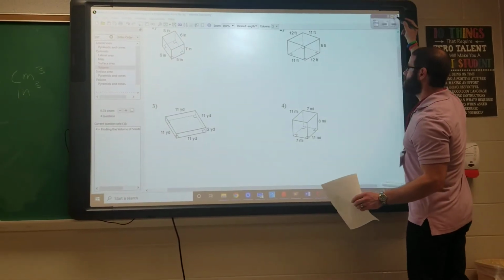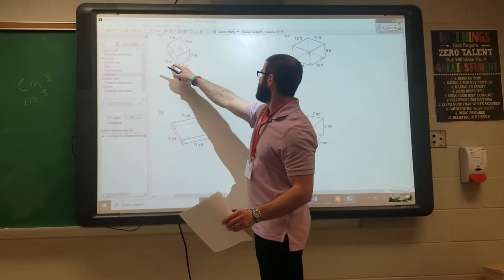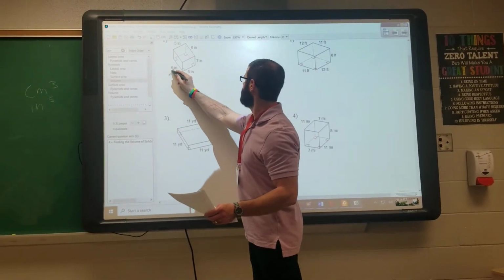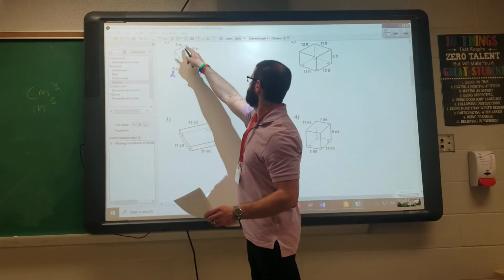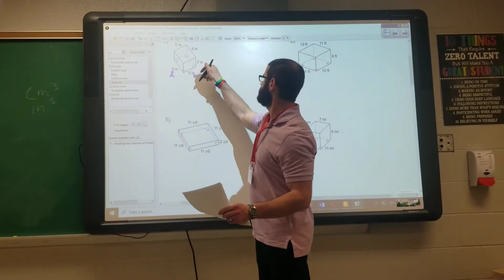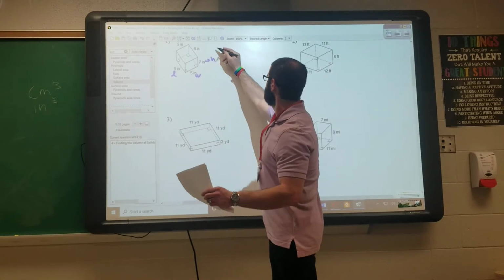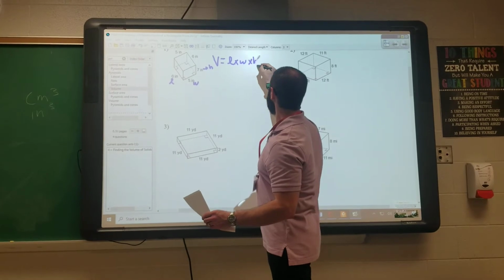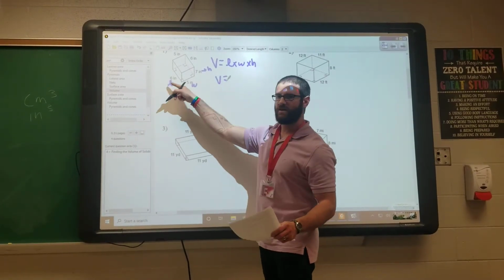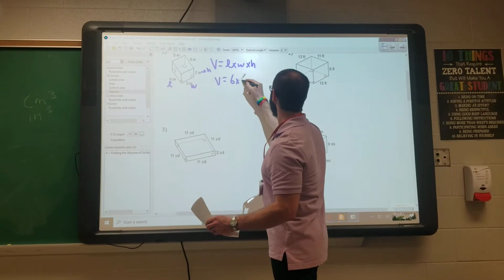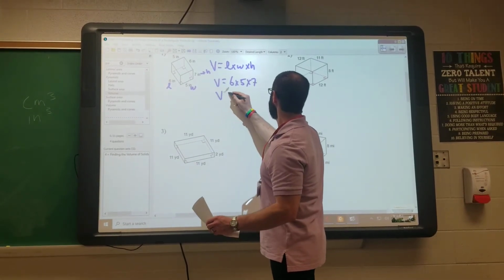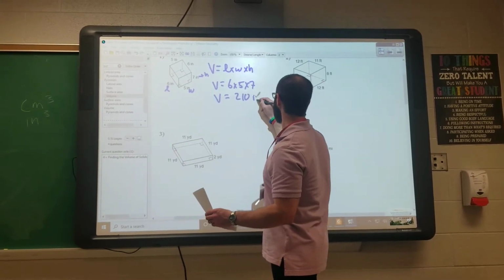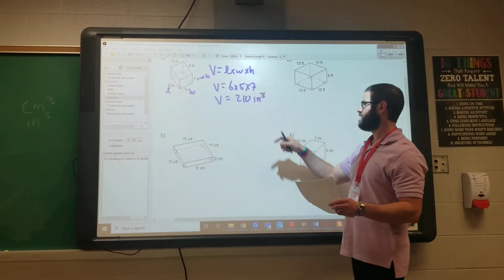Notice in number one, I have the base, which has, we'll call 6 the length, 5 the width. Of course, we've got the other base on top. 7 is the distance between the two, so that's the height. What's volume? It's length times width times height. So literally I'm taking 6 times 5 times 7, and I'm getting 210. It's going to be inches cubed for our units.